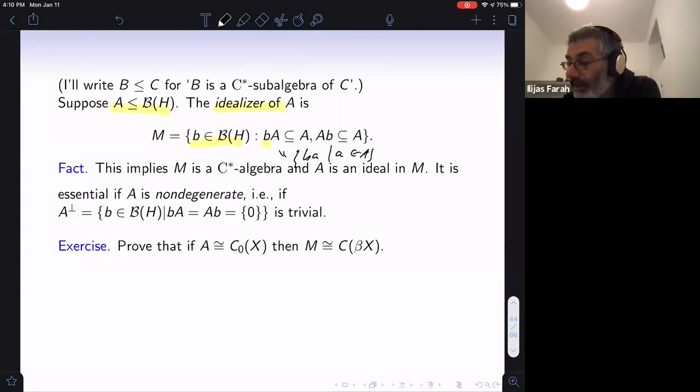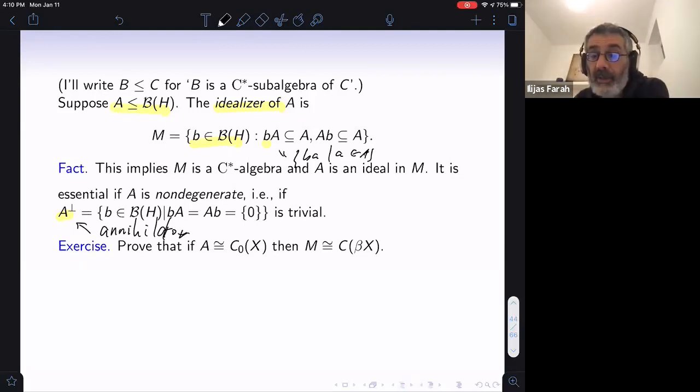So we assume that A is non-degenerate, which means this here, that the orthogonal, the annihilator, right? So this is called the annihilator of A. If the annihilator is trivial, then the ideal is essential. If you just have your A sitting inside some corner of B(H), there are going to be many elements which annihilate it, which just end up in the idealizer for no good reason. We just don't want that. So you want A to be big enough.